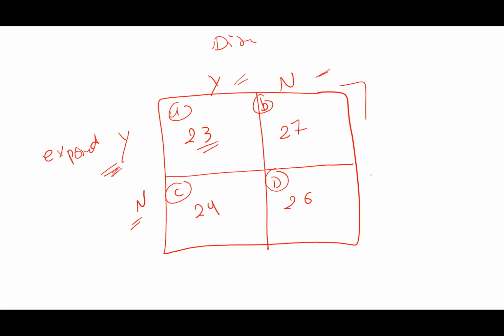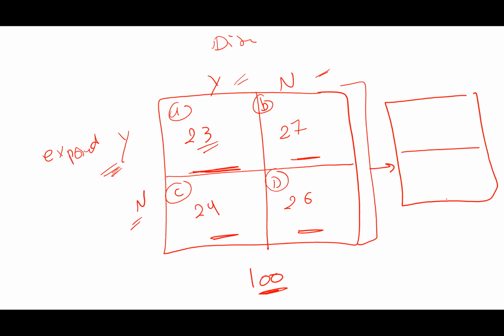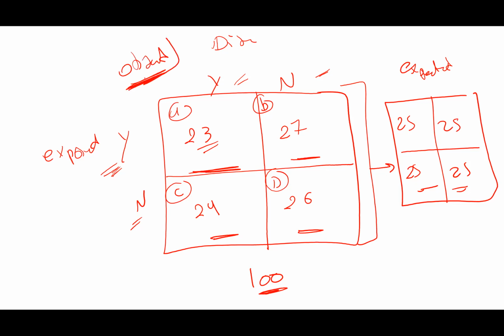We will compare this table to the perfect table. So how many cells do we have? We have 1, 2, 3, 4. How many ladies do we have? We have 100, so 100 over 4 should be 25. So the perfect table should be 25, 25, 25, 25. So this is the expected data, and this is the observed data. So we compare the observed with the expected. At the end, we get the p-value.